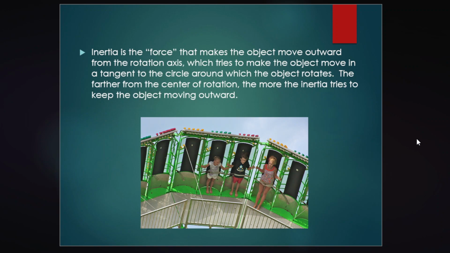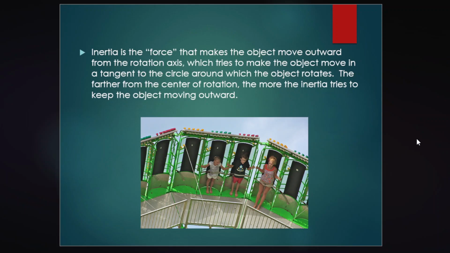On that outward force that we feel, that's basically inertia. With inertia, we want to keep moving in whatever direction we are going in. So if you're going in a circle, you're always wanting to go off on a tangent. The further away from the center of rotation, the more inertia tries to keep the object moving outward.